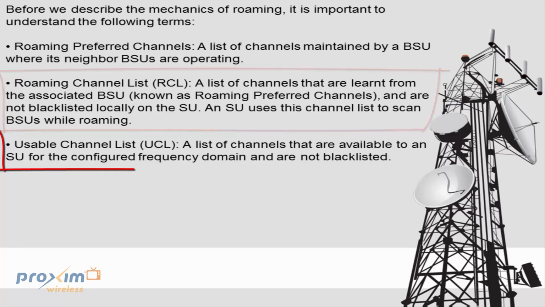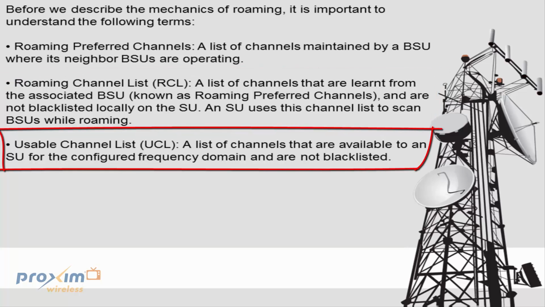And then we have the usable channel list, or the UCL. This is a list of channels that are available to an SU for the configured frequency domain and are not blacklisted.